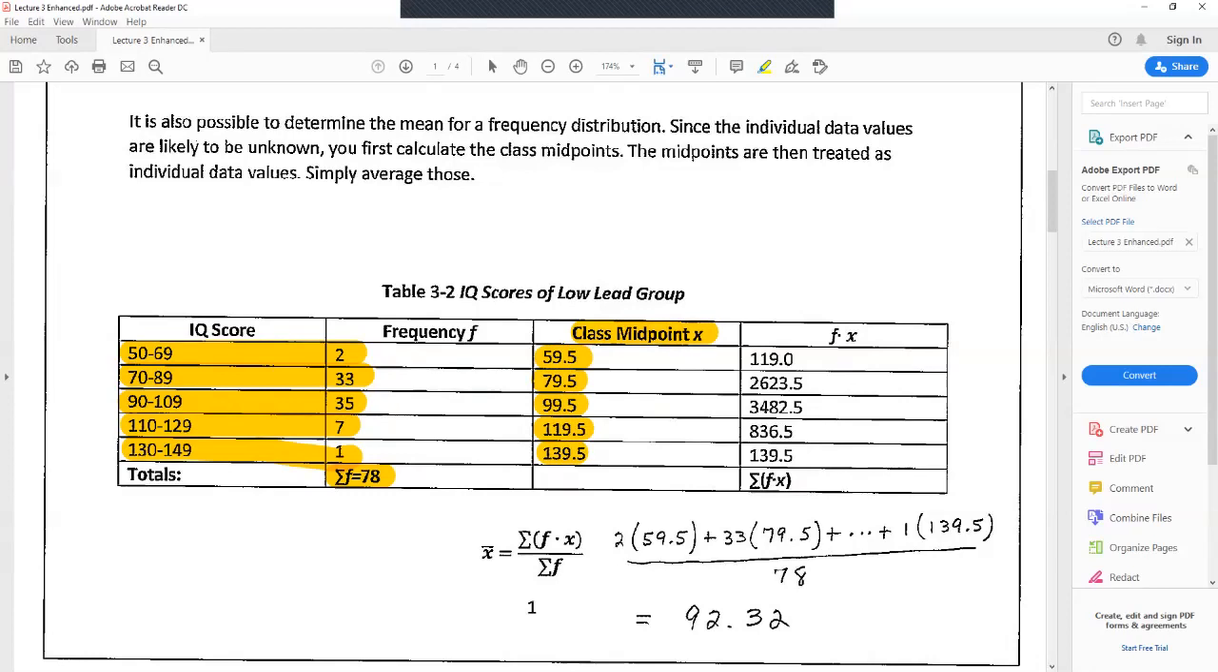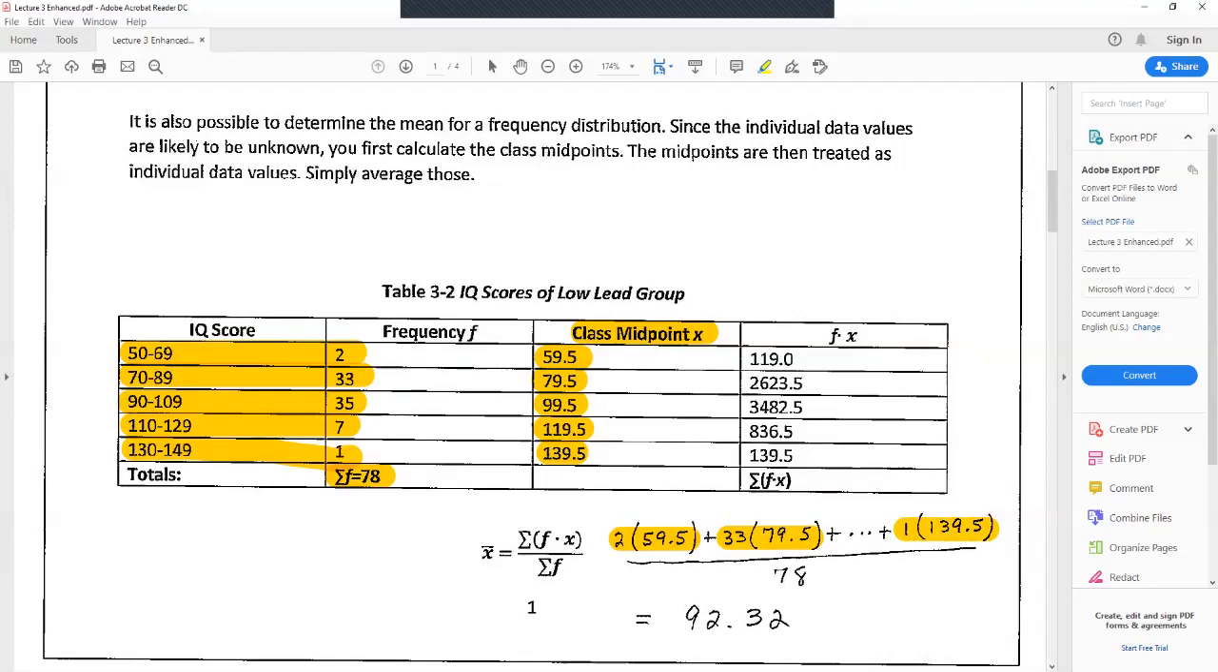To figure out the average, you just average these scores just like you would any others. So I'm going to say, well, I have 2 times 59.5. You could put 59.5 in the calculator twice, 59.5 plus 59.5, but it's a lot quicker to multiply these out. And then you have 33 79.5s and so on, all the way down to that final 1 score that's estimated to be about 139.5.